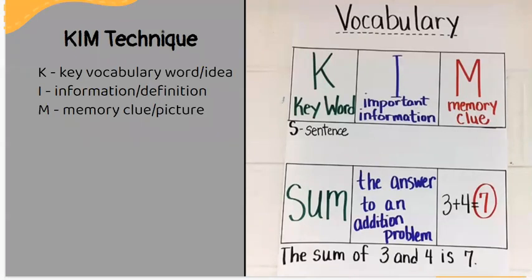So the KIM technique is this. You have the students write KIM across the top of their page, or maybe you have a vocabulary journal that you have your students write it in, or maybe you do this across all of your content. As you can see, the word that we used over here is sum, so it's a math vocabulary word. You would have the students identify the key vocabulary or idea. The I would be the information or definition, and as you can see for M, the memory or picture clue, which helps solidify it with the students so that they can see a visual representation of the word that you want them to define.